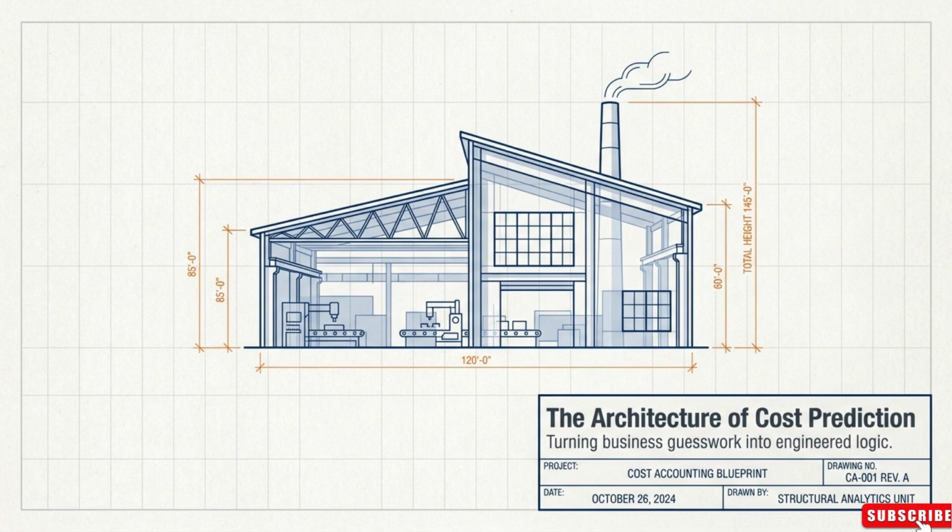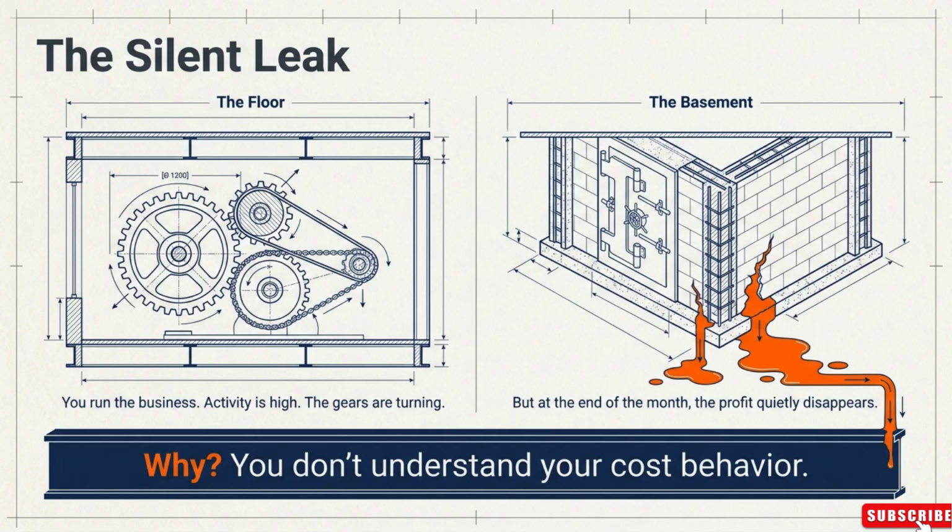Imagine you are running a business where your costs are quietly increasing, but you don't even notice it. At the end of the month, your profit disappears into a silent leak, and you have no idea why. This is exactly what happens when you don't understand cost behavior. In this video, I will explain cost behavior in the simplest way possible. By the end, you will be able to predict your costs like a pro.